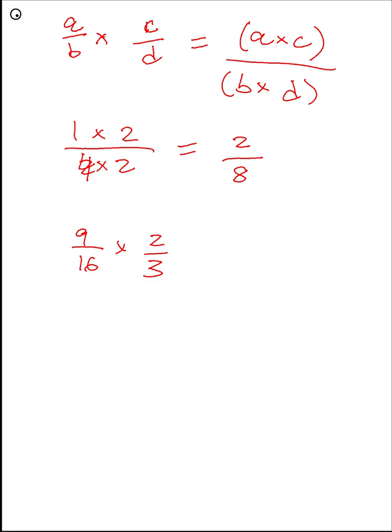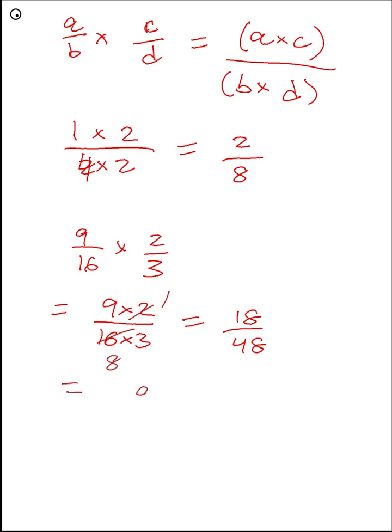Now that you're back, you might have tried doing 9 times 2 divided by 16 times 3, but then you would get 18 over 48. That is the right answer, but there's a smarter way to do it. You notice how you can actually just simplify this by dividing these two. You just get 8 and 1. So you get 9 over 8 times 3, which is 9 over 24.